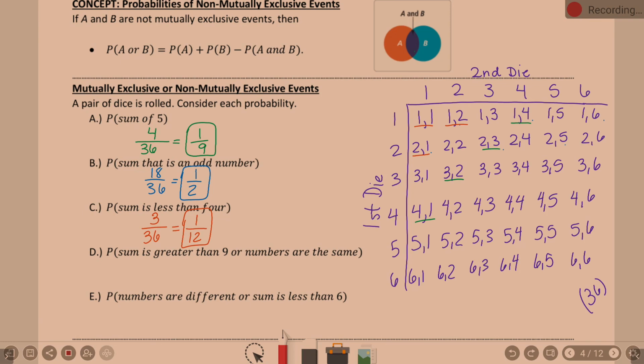Probability that the sum is greater than 9 or that the numbers are the same. Did you catch that? We've got two pieces going on here, don't we? So, probability the sum is greater than 9. Let's figure that out first. What do you have in the way of a sum greater than 9?